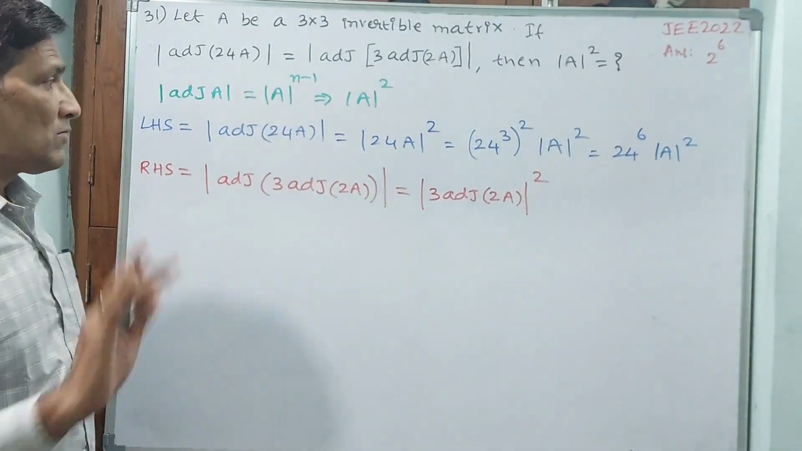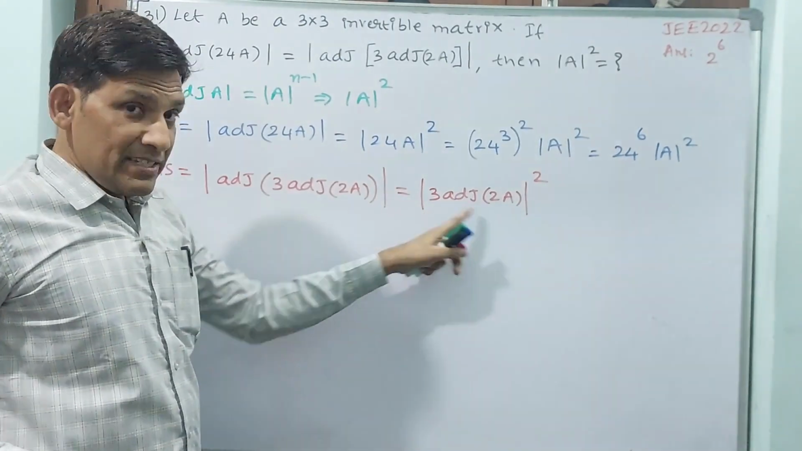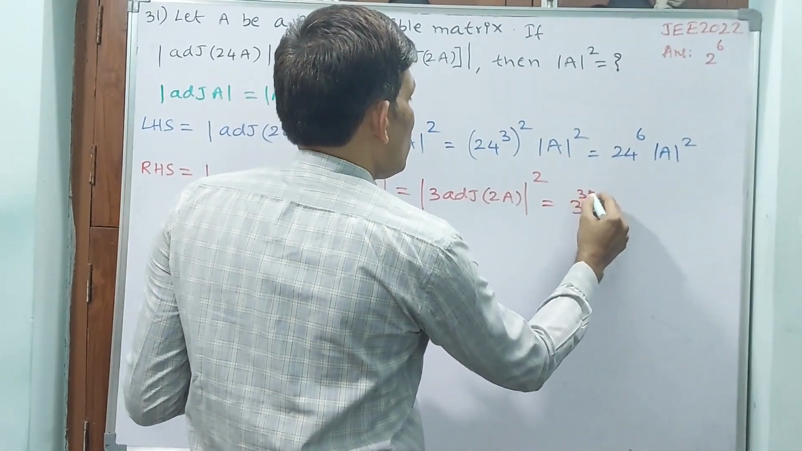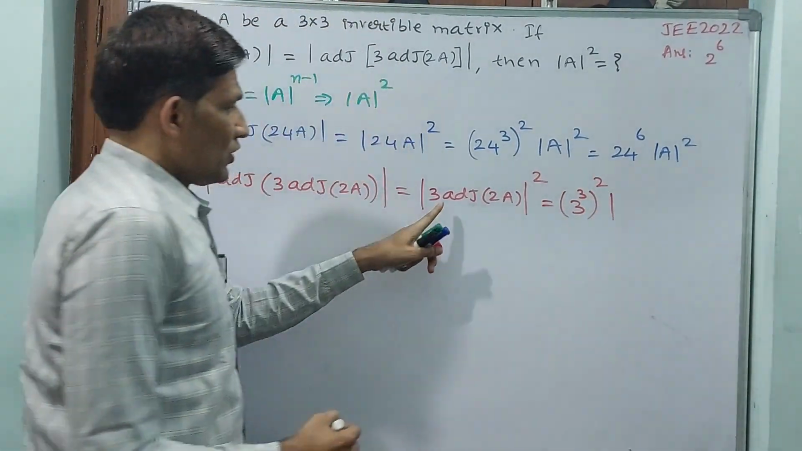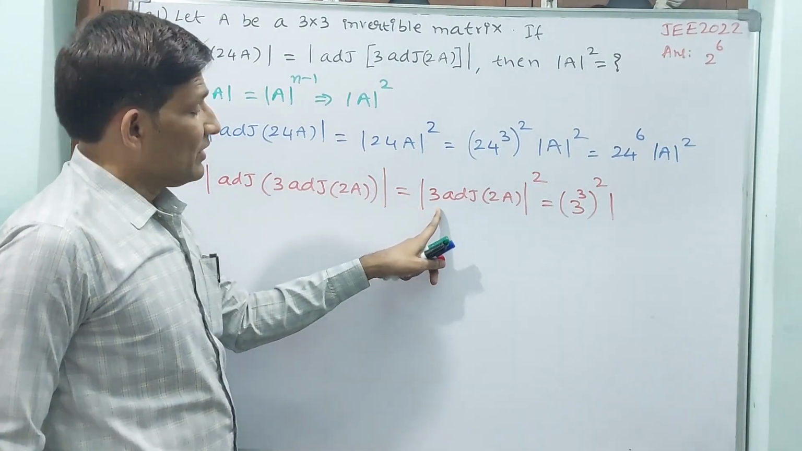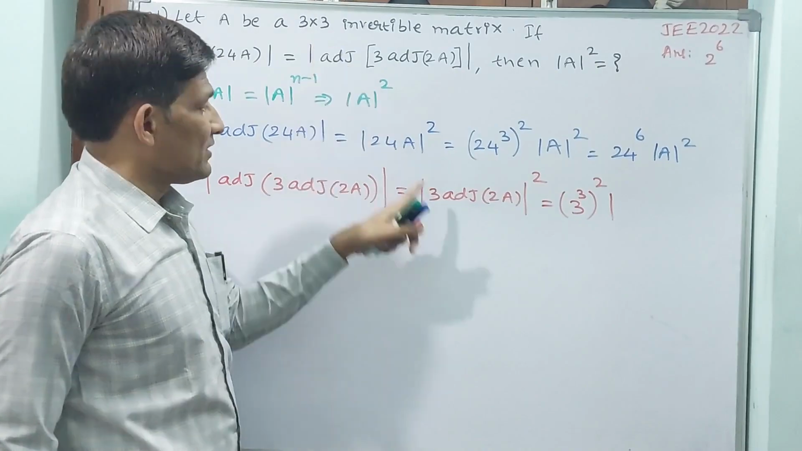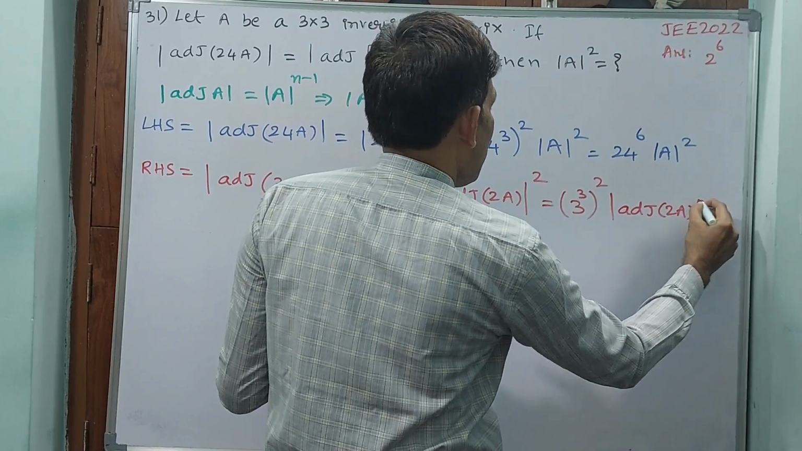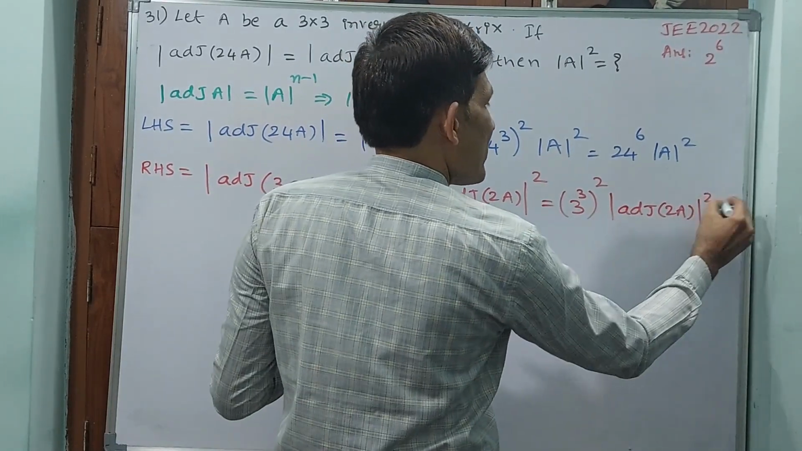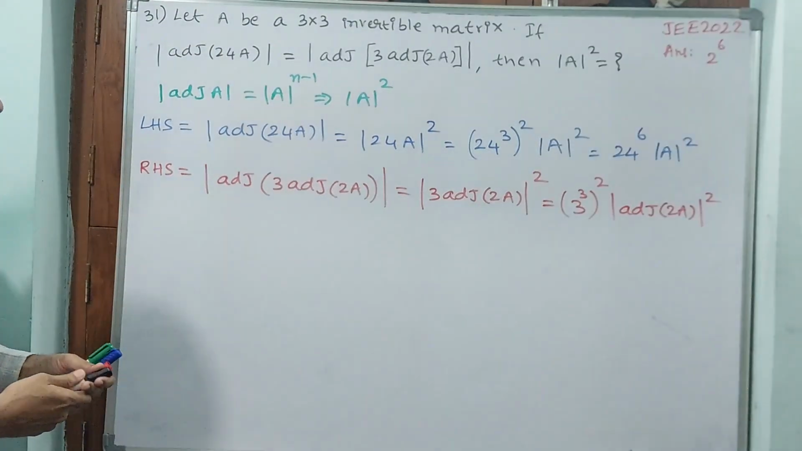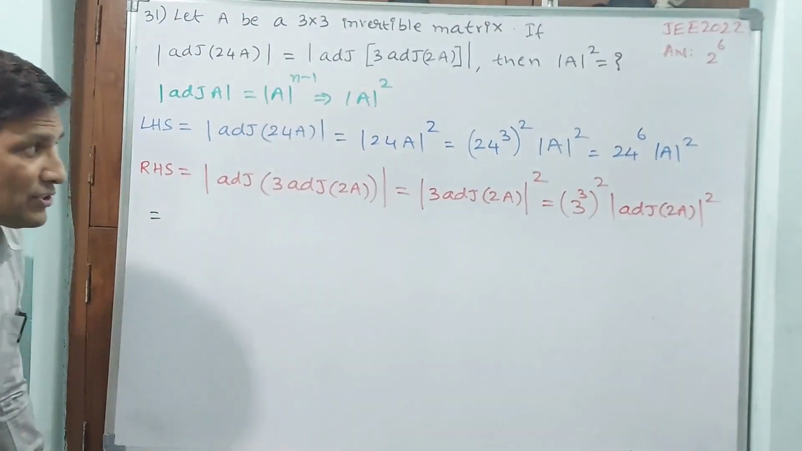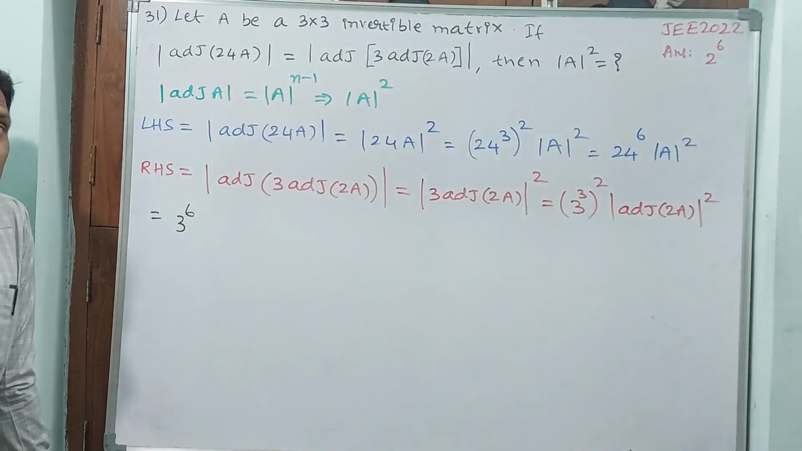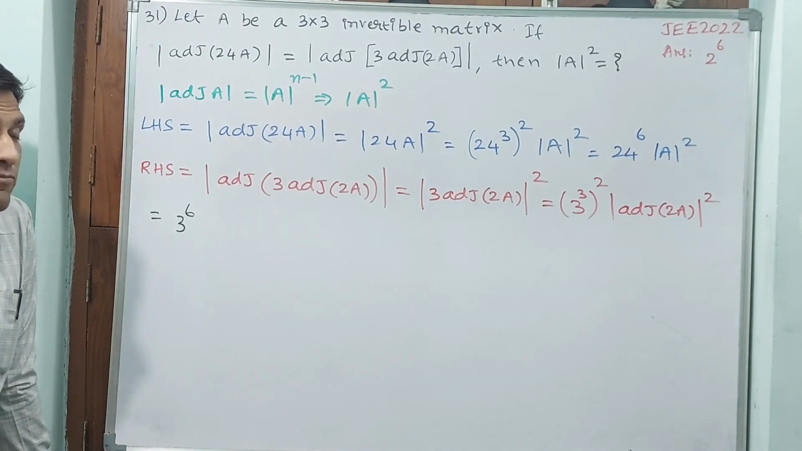Is it okay? Now you tell me, 3 is inside the determinant. 3 cube, whole square, you have to take out. Why? Because inside the determinant this is 3 cube for a 3 by 3 matrix, 3 cube whole square. Again you write the determinant of adjoint of 2A, but for this entire thing again square is there. Within one step it is not going to come, a little bit tricky this is. See, 3 power 6, 3 into 2, 3 power 6 into again adjoint of 2A whole square.